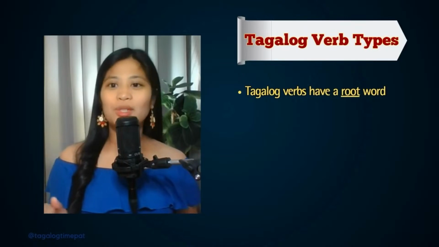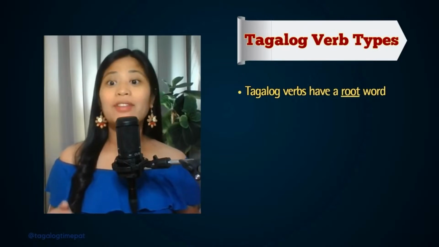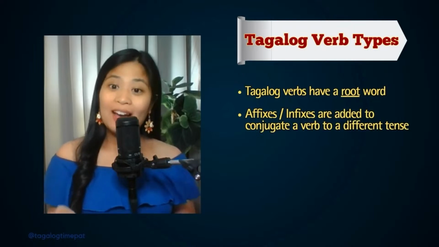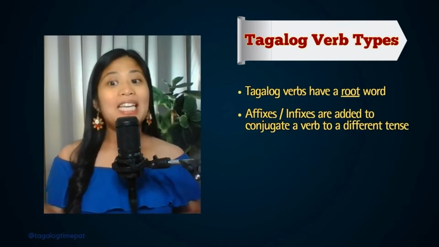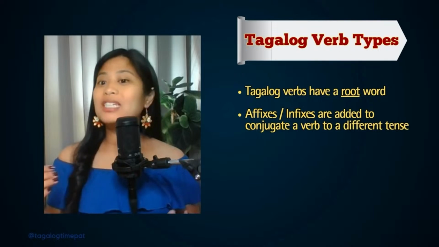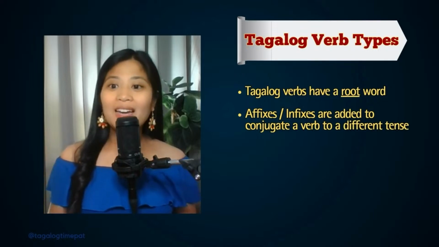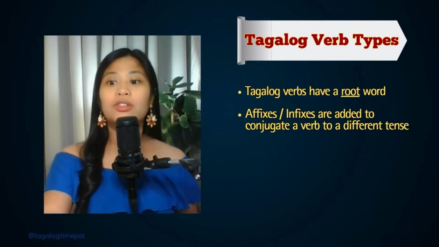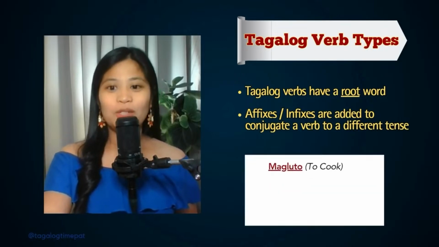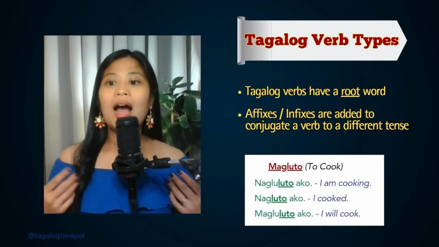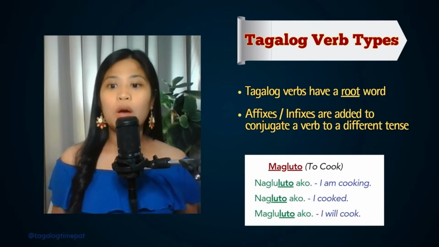Okay, so now just a review that all Tagalog verbs have a root, and then something is added to them, whether it's an affix at the beginning, maybe an infix in the middle, or even a suffix at the end, which we will see today. So something is added to the root to conjugate it to a different tense. So for example, the word magluto, to cook. In the present tense, it's nagluluto ako. I am cooking. Nagluluto ako.